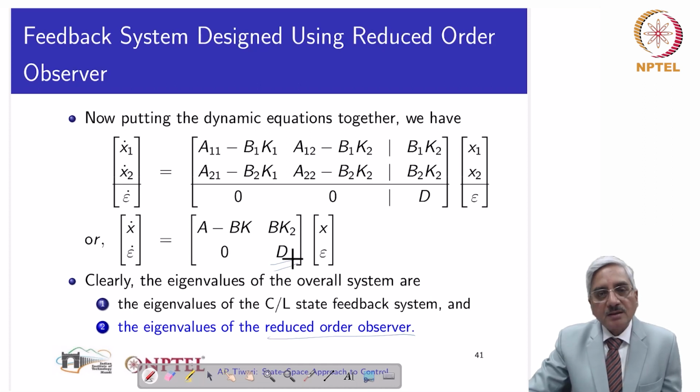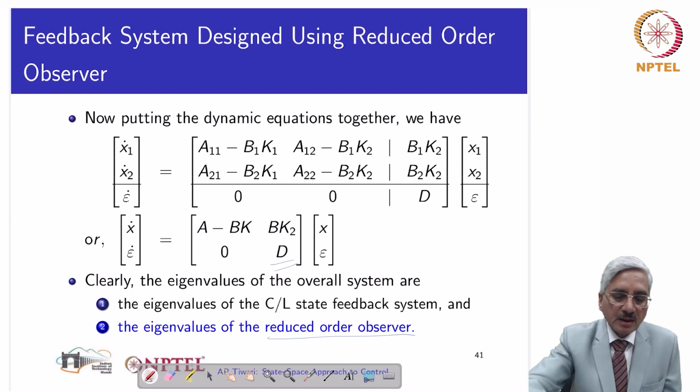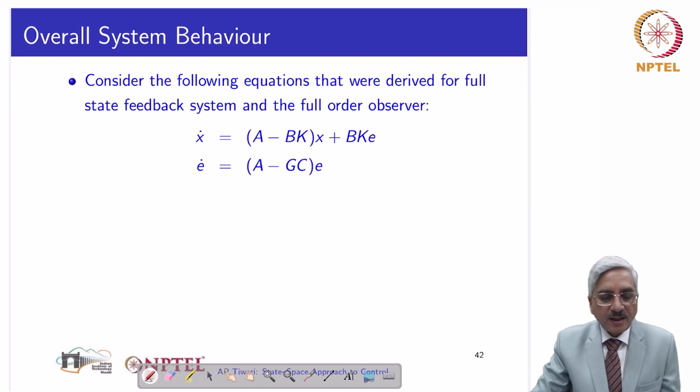So again we see with the reduced order observer the same thing which we had got with the full order observer: that the eigenvalues of the overall system are the eigenvalues of the closed loop state feedback system and the eigenvalues of the observer. This we have established.